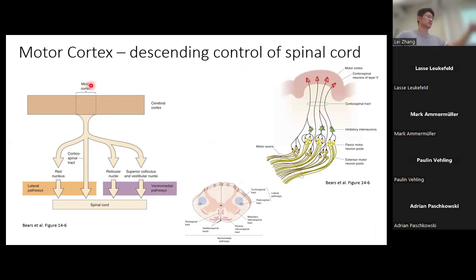The motor cortex sends its axons down to the spinal cord through a structure called the corticospinal tract. We see here that the axons of cortical neurons can terminate directly on the motor neurons, or they can go through some inhibitory interneurons and then control the motor neuron activations. In this picture, it's a slice of the spinal cord, and you can see the different descending tracts going to the spinal cord. But I think we will not go into the detail of this anatomy here.